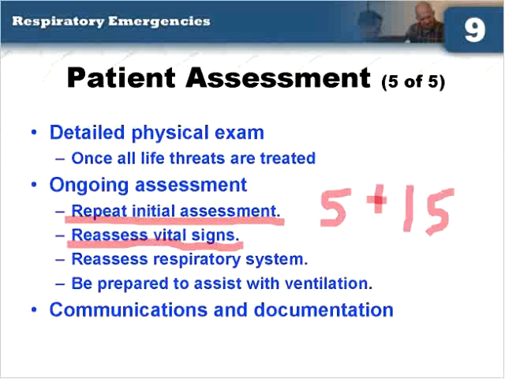Reassess your respiratory system, okay? Obviously get back in there. See whether or not the things that you have done have helped them. See whether or not giving them oxygen has helped. See whether or not, if you've assisted them with their inhaler, that has helped clear up their lungs. Well, listen, I listened to the lungs prior to helping them with their inhaler. Let me listen now. Hey, listen, I don't hear as many crackles, or I don't hear whatever it was you heard prior to that, okay? Remember, don't be afraid to listen to the lungs.